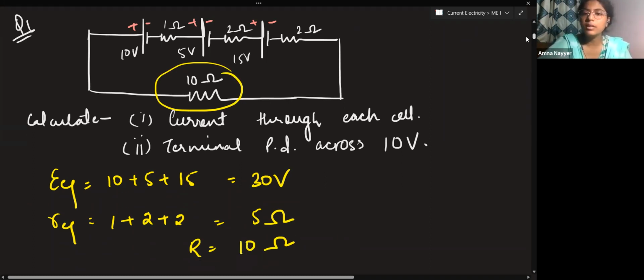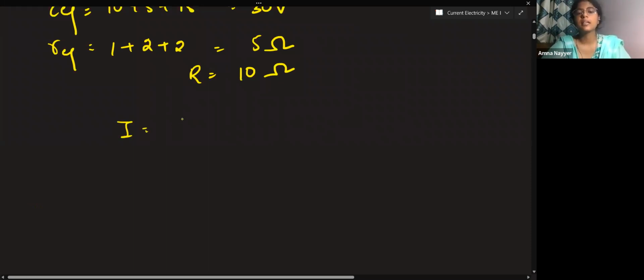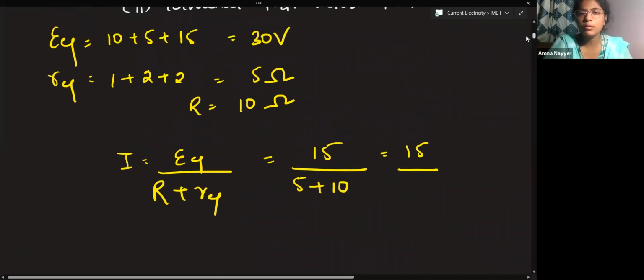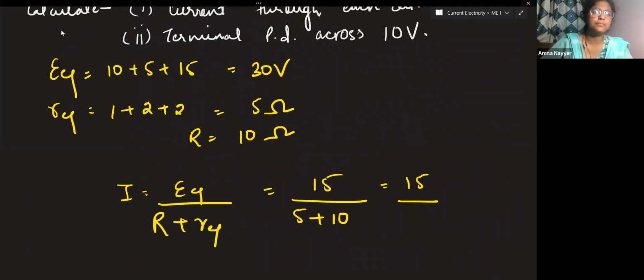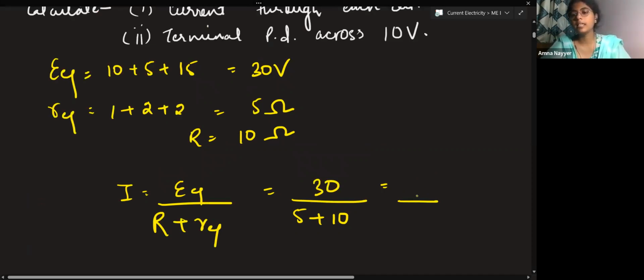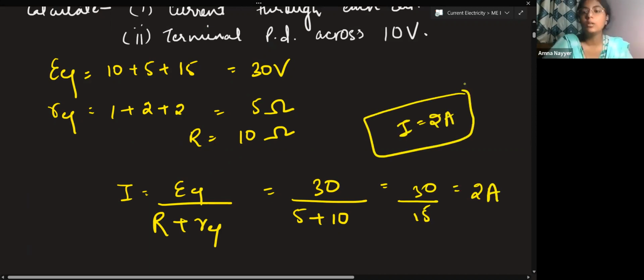I is equal to E equivalent divided by capital R plus R equivalent. So the formula becomes 15 divided by 5 plus 10, which is equal to 15, not 15, 30. Equivalent EMF came out to be 30 now. 30 divided by 15, which comes out to be 2 ampere. So current for the first part comes out to be 2 ampere.